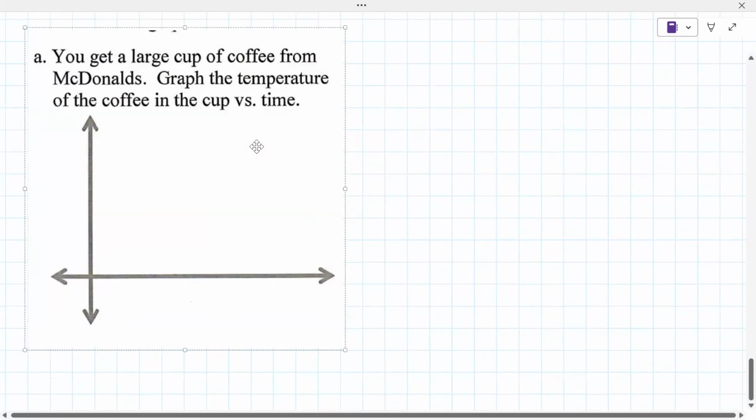Do you drink coffee? Okay. So let's just pretend you buy a large pizza from, where do you like to get pizza from? Pizza Hut. Well, Pizza Hut's great.